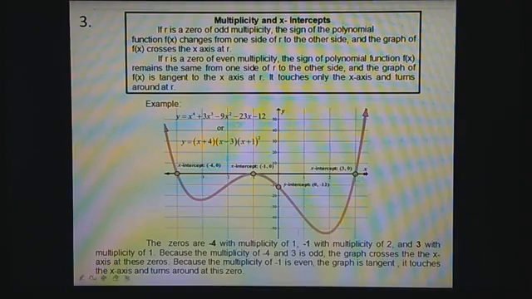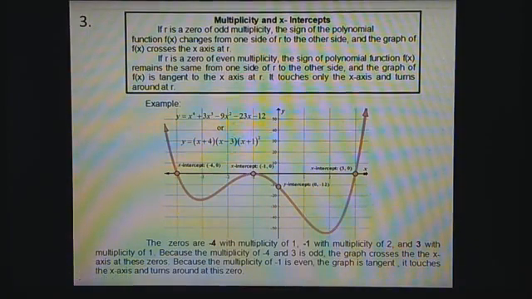So, ayan. Yun naman pangalawa. If r is a zero of even multiplicity, the sign of the polynomial function f of x remains the same from one side of r to the other side, and the graph of f of x is tangent to the x-axis at r. It touches the x-axis and turns around at r. So, hindi siya crosses, tangent siya. Pag sinabing tangent, itatouch lang niya, then magta-turn na siya.